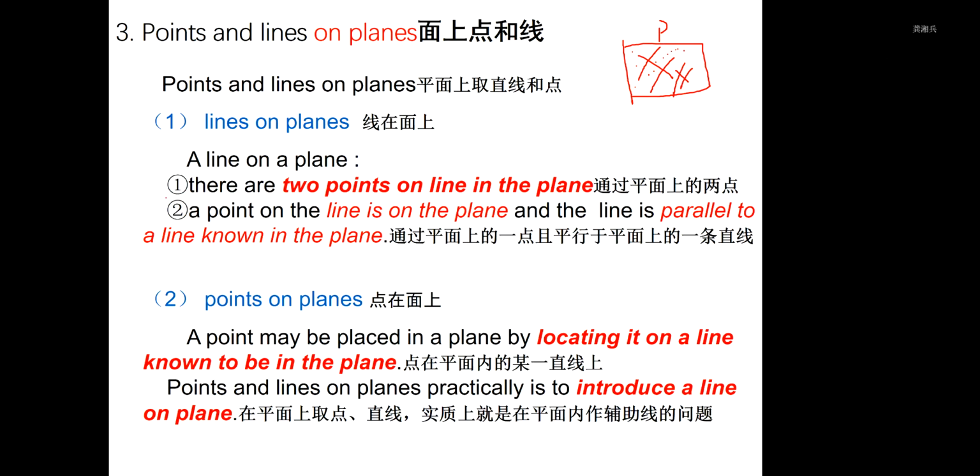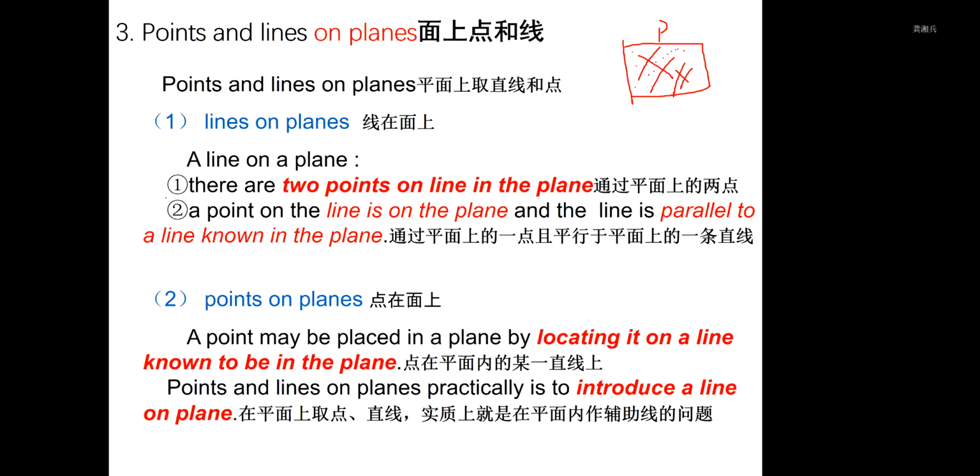And another requirement is here. A point on the line is on the plane, and the line is parallel to a line in the plane. It means you can find a point on a line, and this line is parallel to a line belonging to the plane.